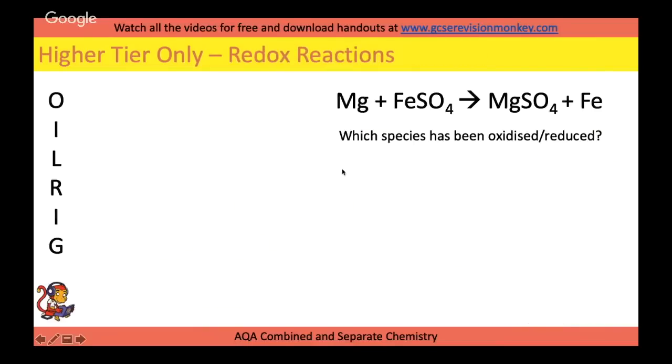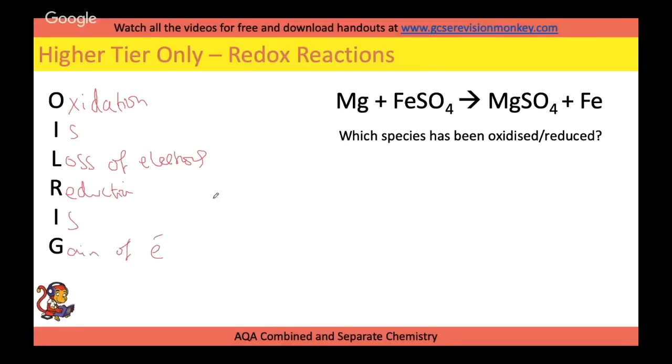Moving on, redox reactions. This is all to do with OIL RIG and loss and gain of electrons. So oxidation is loss of electrons, and reduction is gain of electrons. I'm just doing E for electrons. So there are 2 different definitions in chemistry. Oxidation can mean the gain of oxygen, and reduction can mean the loss of oxygen. But if it's in terms of electrons, oxidation is loss and reduction is gain of electrons.